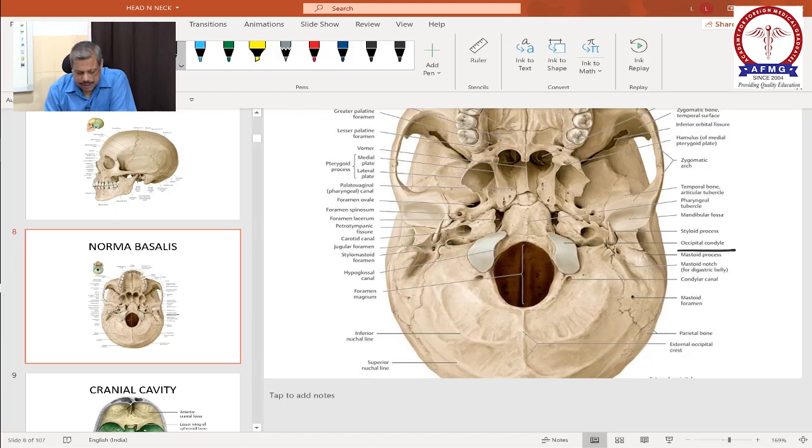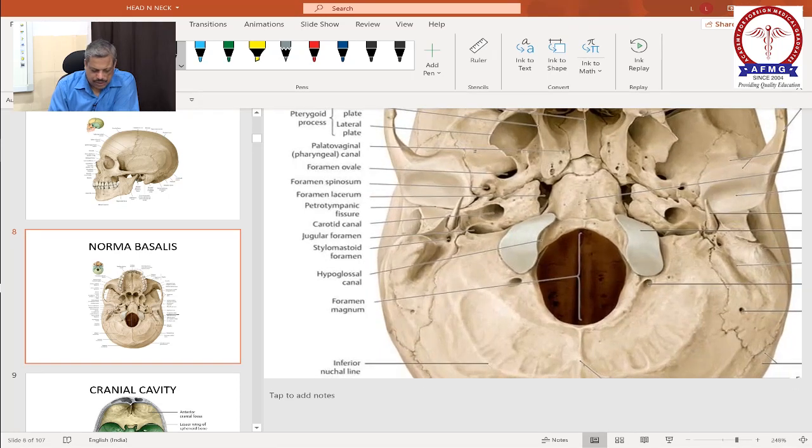These occipital condyles articulate with the first cervical vertebra, that is the atlas vertebra, to form the atlanto-occipital joint. Now see, this is the foramen magnum, and this is the condylar canal. The other important openings: this is the styloid process of the temporal bone, this is the mastoid process. In between these, this foramen is known as the stylomastoid foramen.